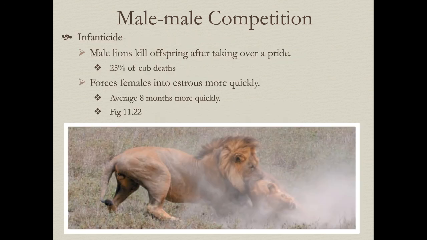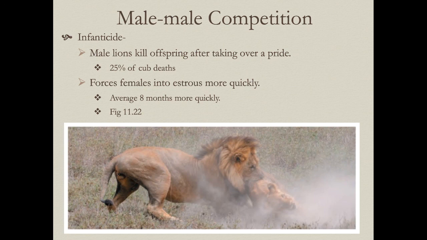Another form of male-male competition is infanticide. Infanticide is a situation where adults kill offspring. And when a male lion takes over a pride of females, he has a very short time period in which he will have access and control to those females. And if he doesn't get to mate with those females immediately, he may not have any fitness. So when he takes over a pride, if there is a female that's nursing cubs, she's not going to go into estrus. She is not going to be reproductively capable until those cubs are weaned off.